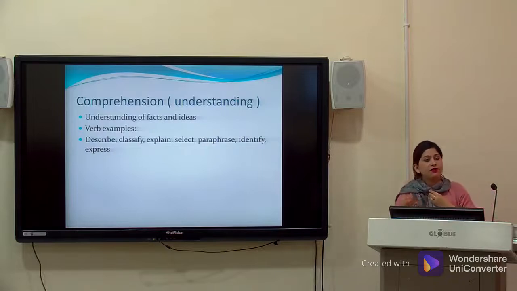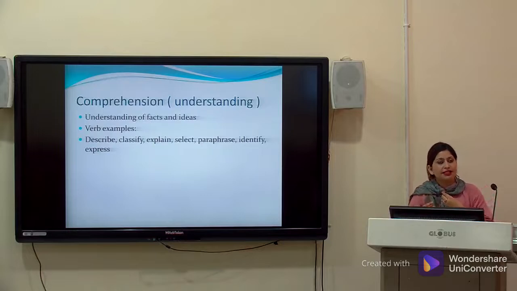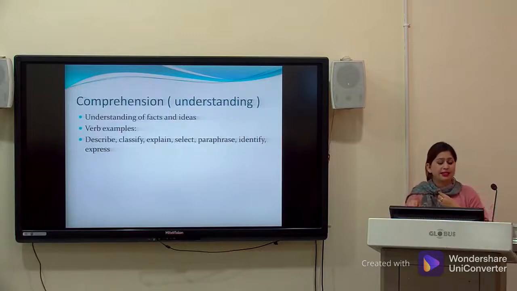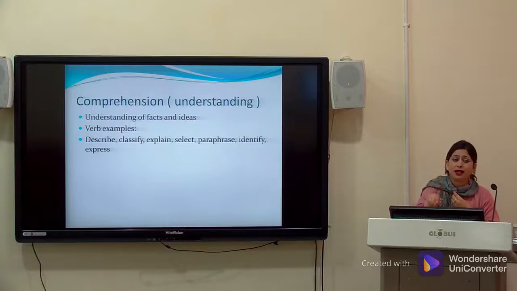So in the comprehension level, the verbs that are used are to describe. When the teacher asks a question, when he or she checks, like describe, classify, explain, can you explain this concept? Can you describe this concept? Can you classify the categories? Can you identify? That means the teacher is assessing your comprehension part.